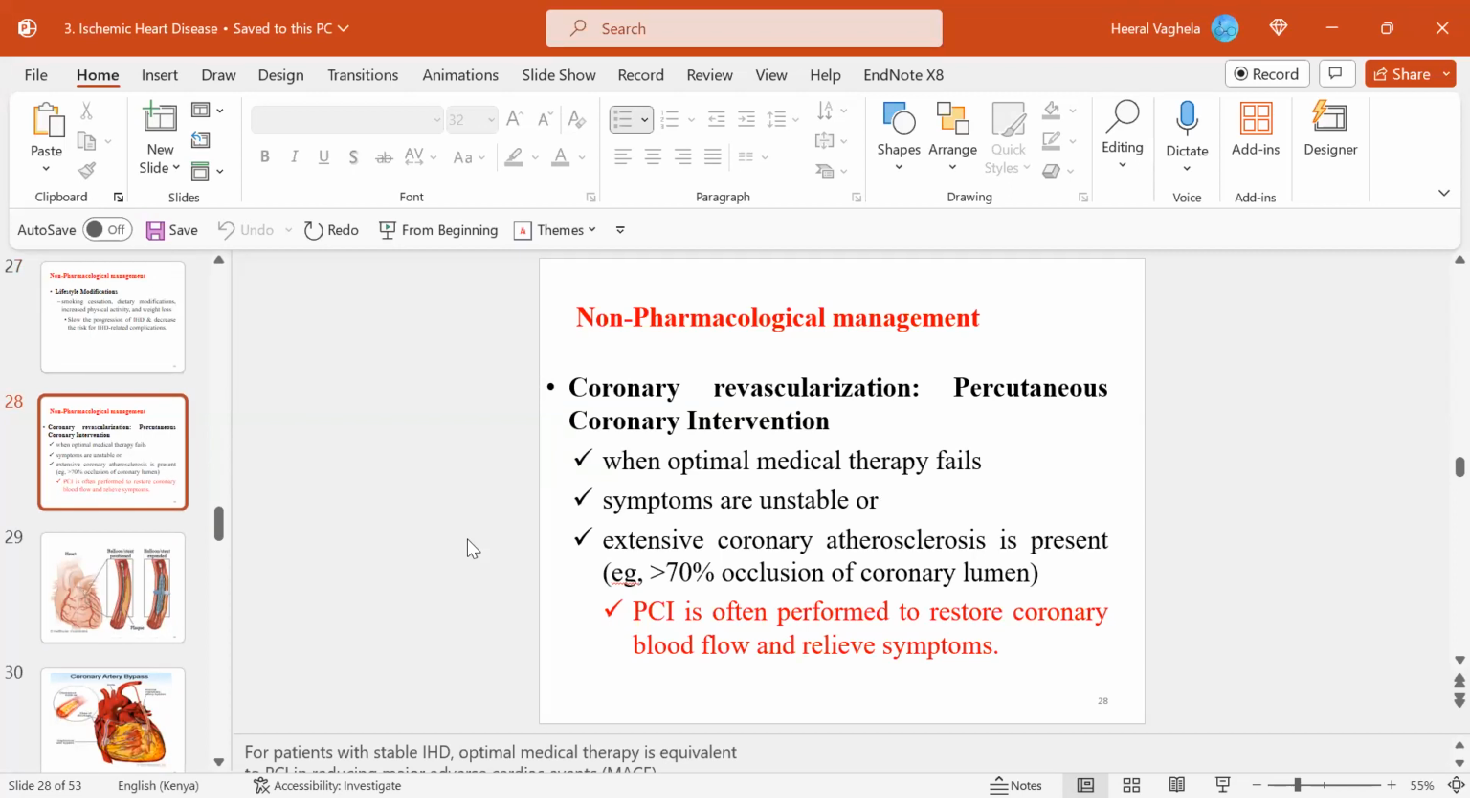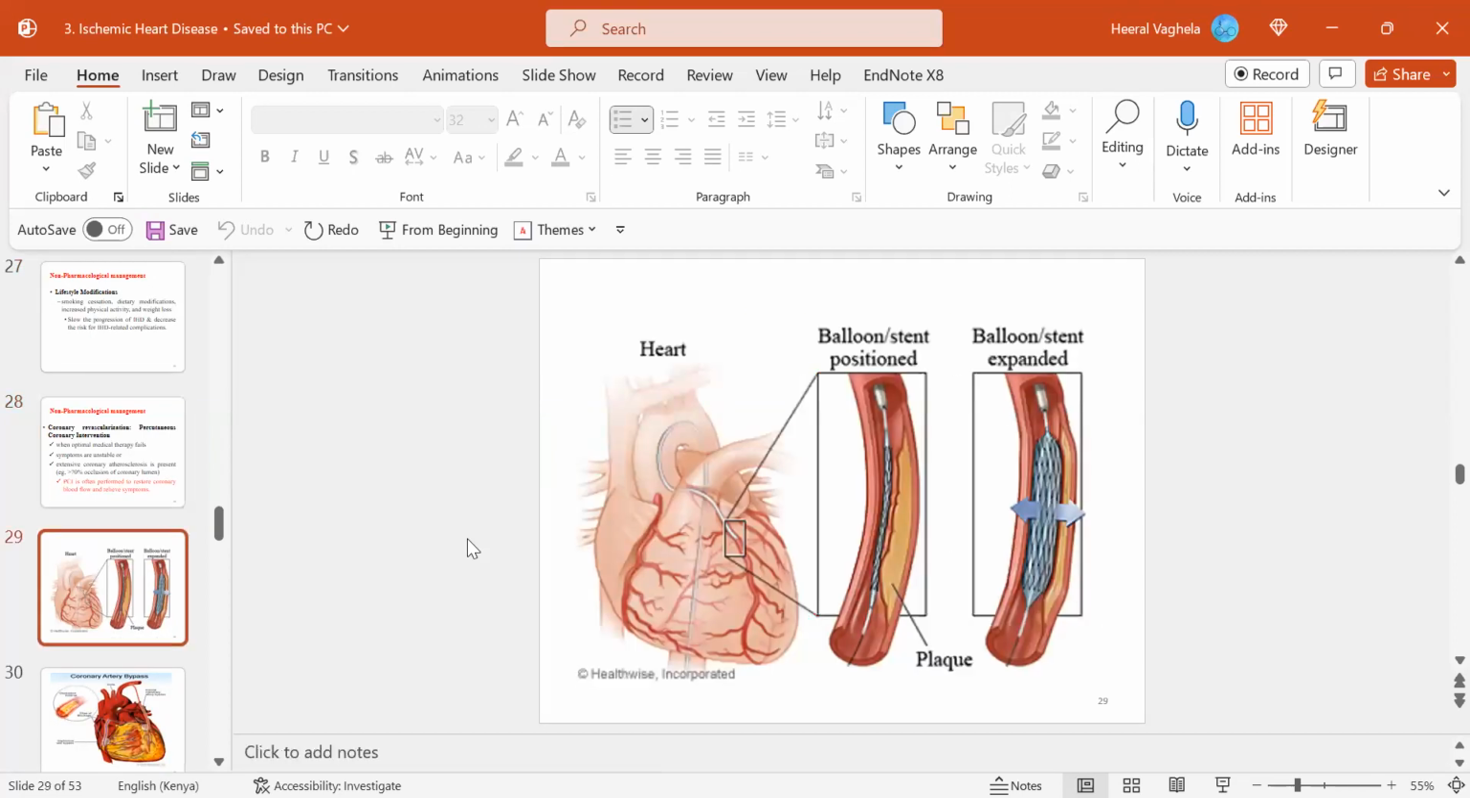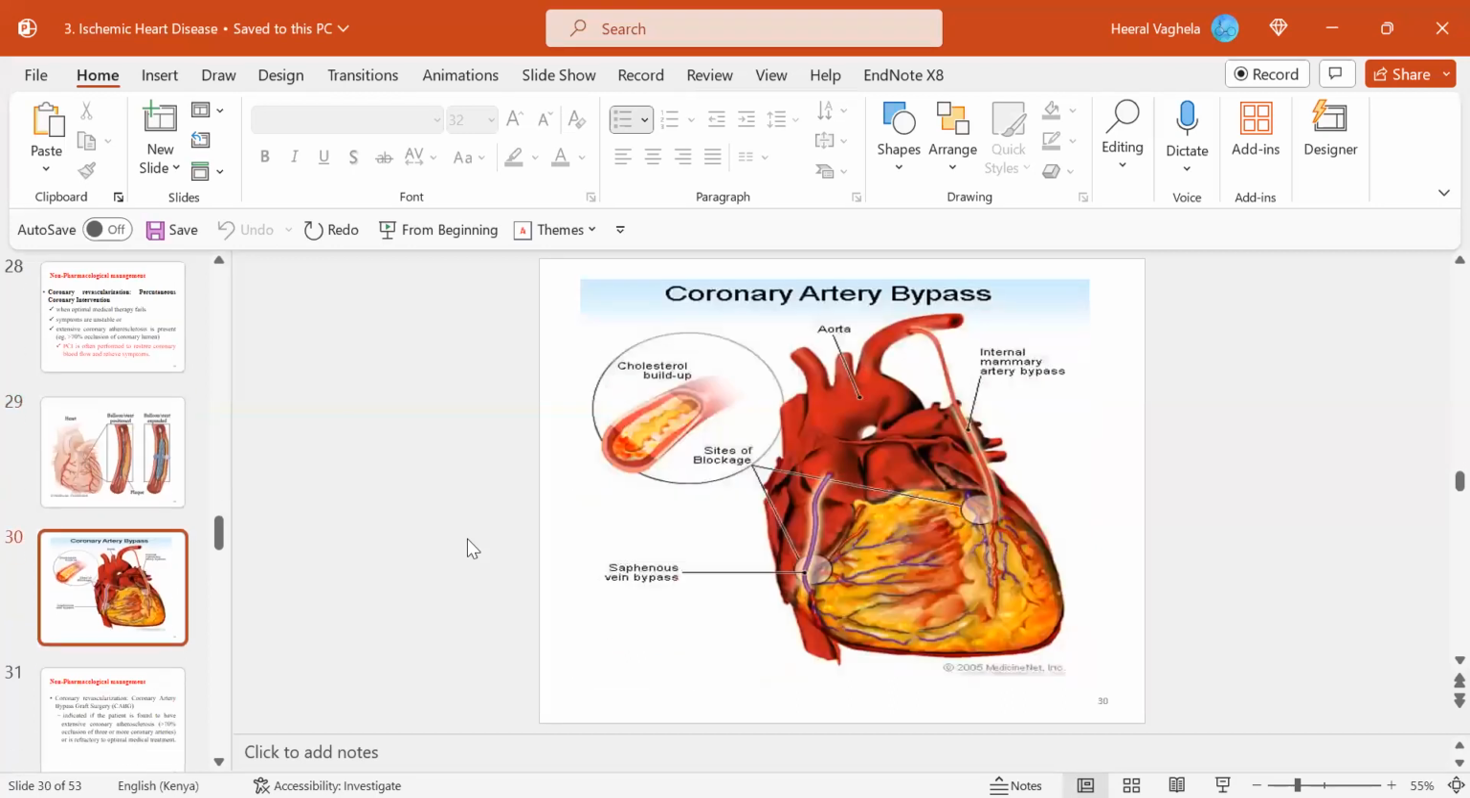So what is this PCI? It's basically using this balloon stent, which increases the blood flow of that coronary artery so that oxygen can get to the myocardium.